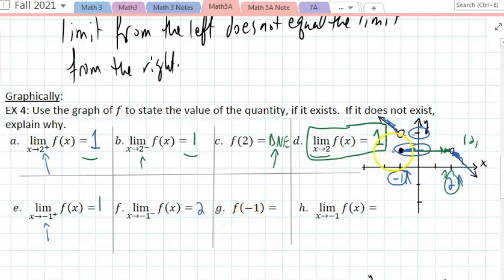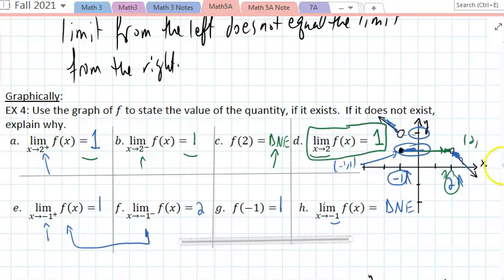When x equals negative 1, isn't that the included point, negative 1, 1? What's the limit as x approaches negative 1? Well, you only look at the limit from the left and the limit from the right. It does not exist. Why? Because the limit from the left equals 1, the limit from the right equals 2. If the limits don't match, the limit does not exist.